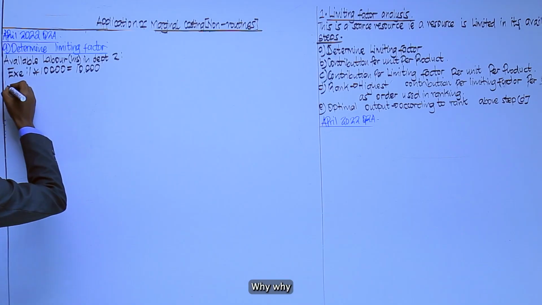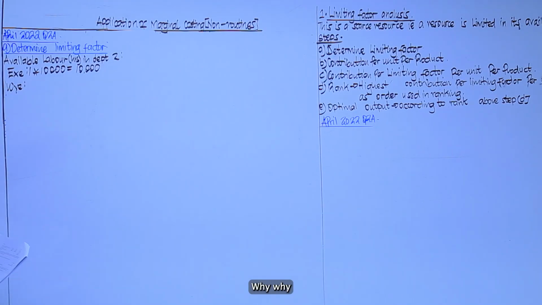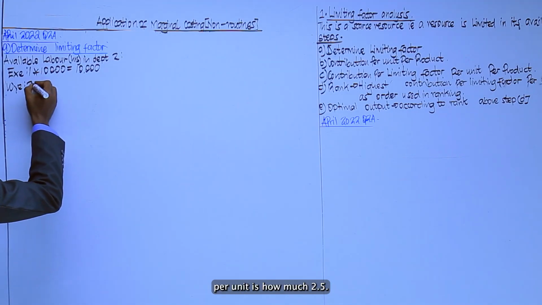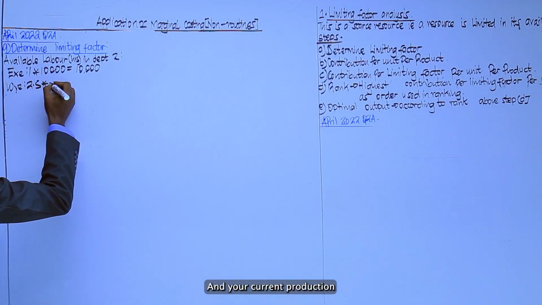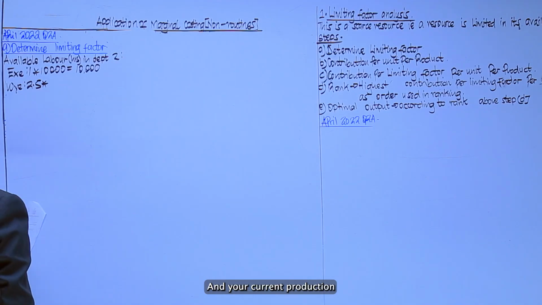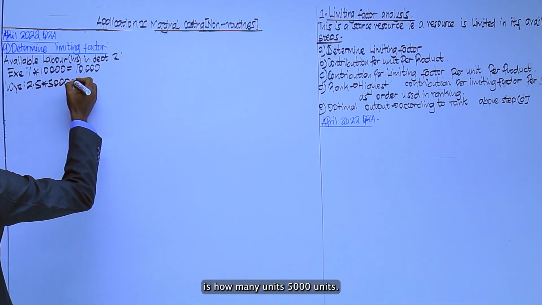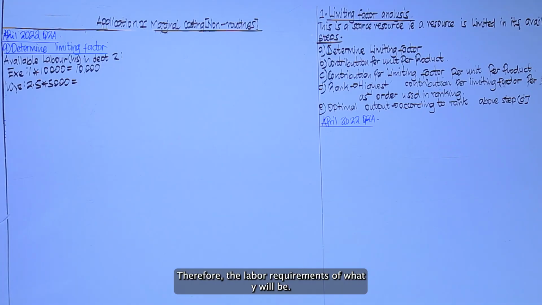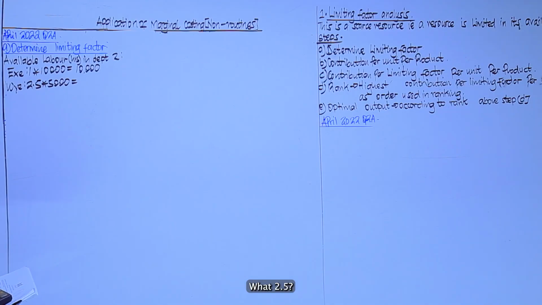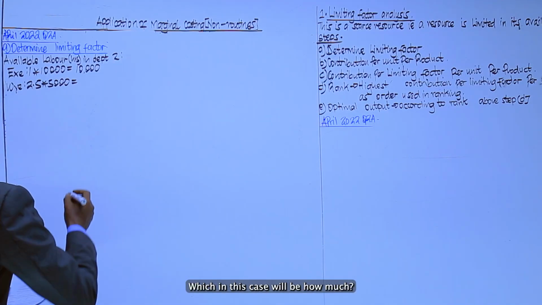10,000 hours. Why? Your labor requirements per unit of Y is how much? 2.5, and your current production is how many units? 5,000 units. Therefore, the labor requirements of Y will be what? 2.5 by 5,000, which in this case will be how much?